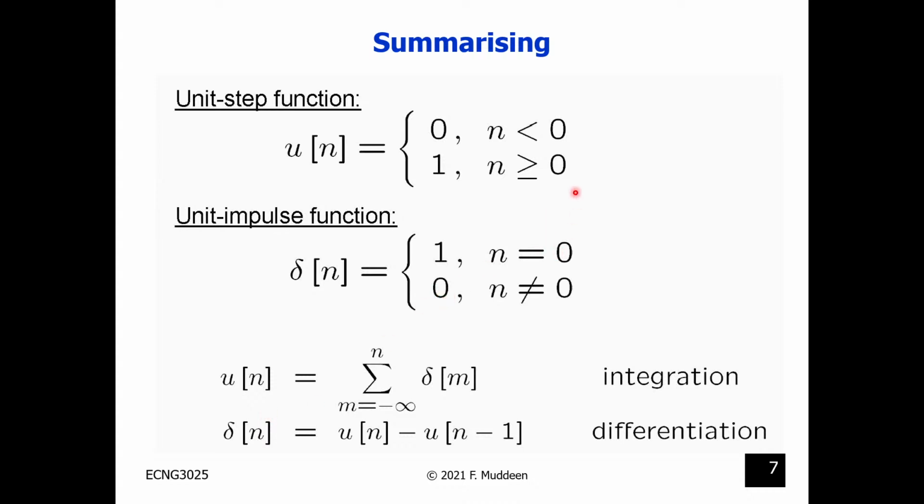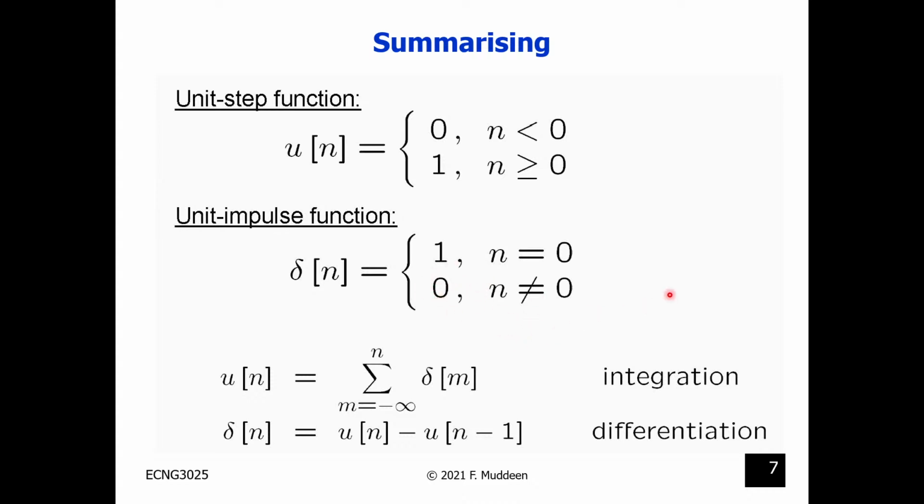So the mathematical notations of the unit step function and the impulse function are seen here. Basically, for the unit step, everything for n less than 0 is going to be 0. Everything for n more than or equal to 0 is going to be 1. And the impulse is going to be existent only at n equals 0 for 1, and for all other values of n it's just going to be 0.